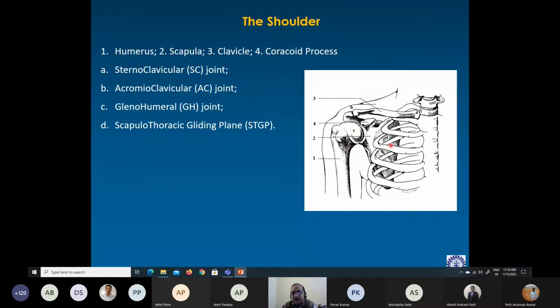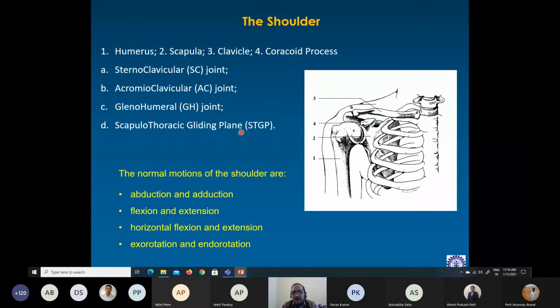And we have the scapulothoracic gliding plane. The scapula, which is the shoulder blade, is gliding on the thoracic cage, and that is a connection between the scapular bone and the thoracic cage. So we call it the scapulothoracic gliding plane.